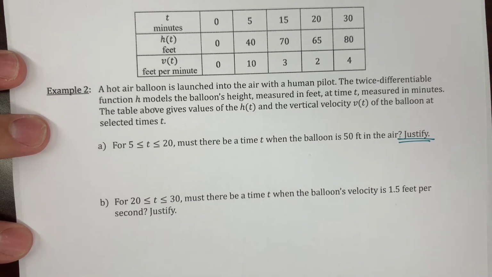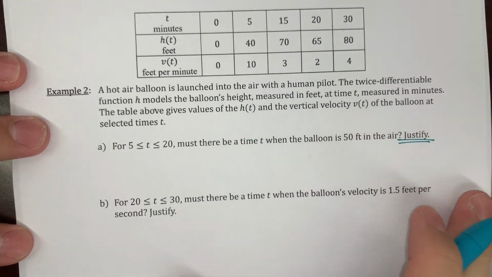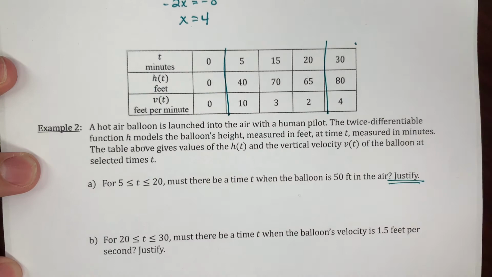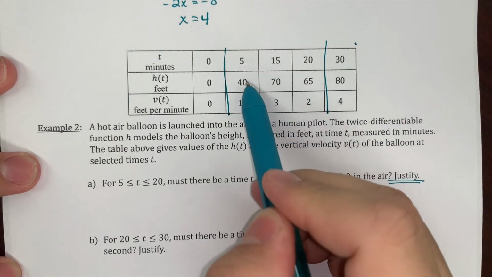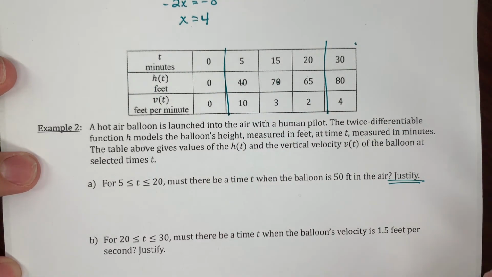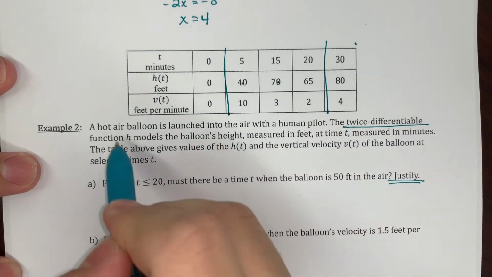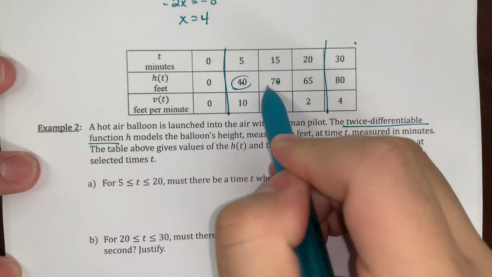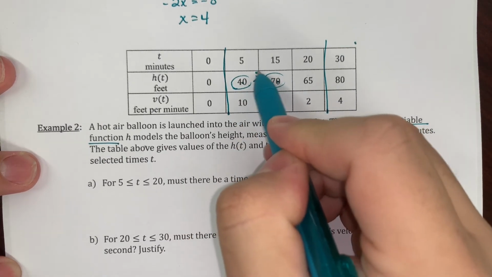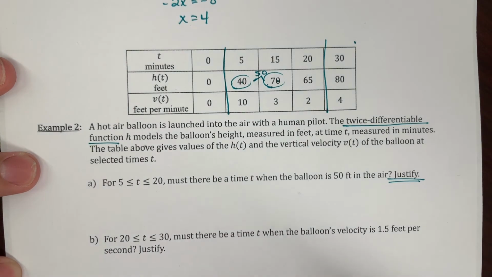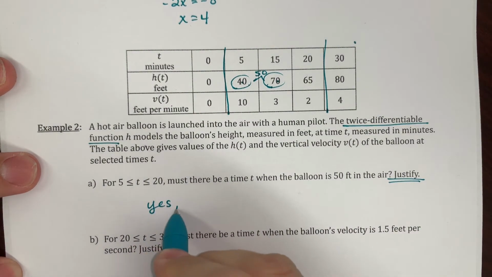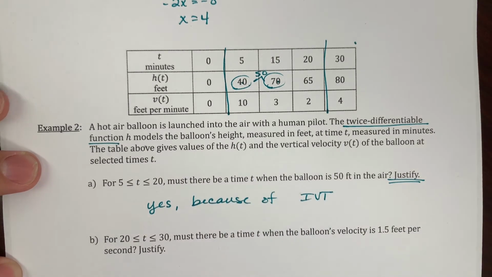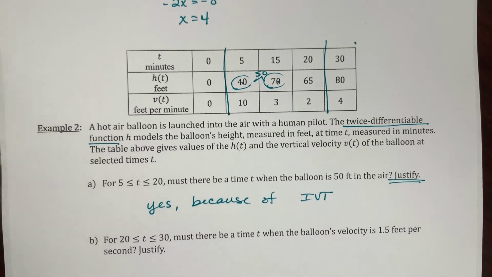So for that one, you really only have to go back to what the intermediate value theorem is. And if I look between 5 and 20, well, if you see right here, you're going from 40 to 70, and this is a continuous function. The fact that it says twice differentiable means that it's automatically continuous. So you can tell that if you're going from 40 to 70, there has to be a value in there at least once where you're at 50, right? So I'm just going to keep the answer simple and say yes because of the intermediate value theorem. I'm just going to try to keep this video short, so I'll just leave the answer like that.